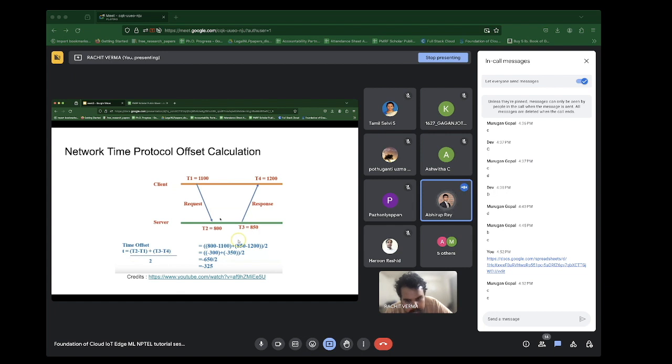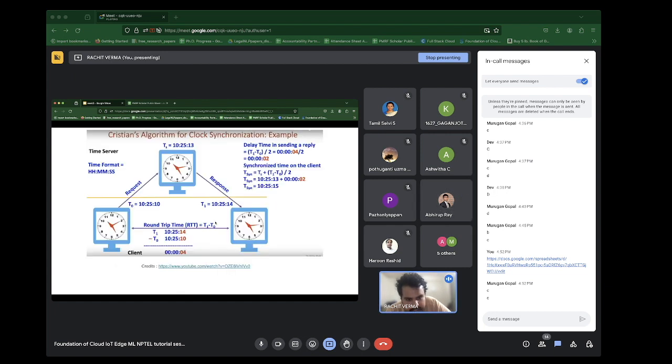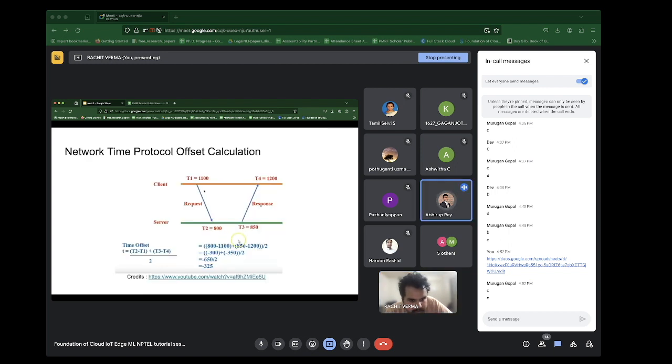No, this is different. In Christian's algorithm you divide the round trip time by 2. Here you are adding T2 minus T1, one-sided, plus T3 minus T4. T4 minus T1 is the round trip time. Over here, I'm just adding up the latencies.